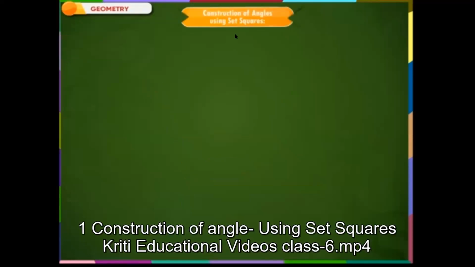Construction of angles using set square. Okay, so that was the use of set square, right? Set square is already there with you. You already purchased the set square. So how to use the set square? That was the animation. Now I am starting one real video use of the set square, because the use of drawing instrument is very important.